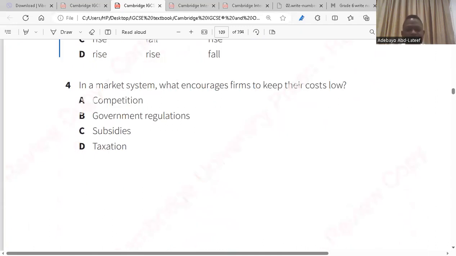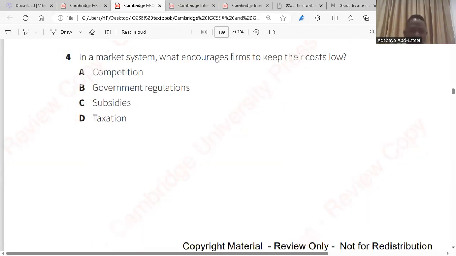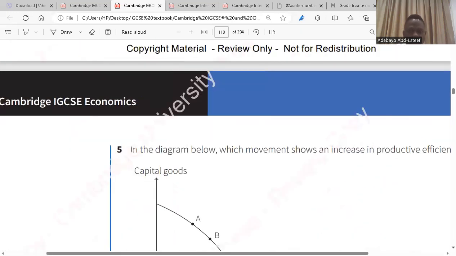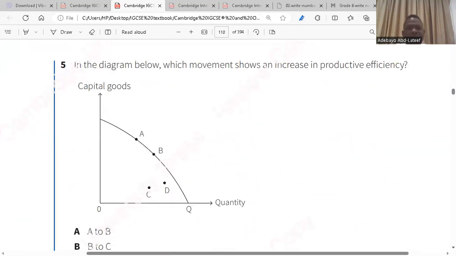So go to question four. In the market system, what encourages firms to keep their costs low? Competition. Exactly, competition. So, question five. In the diagram below, which movement shows an increase in productive efficiency?